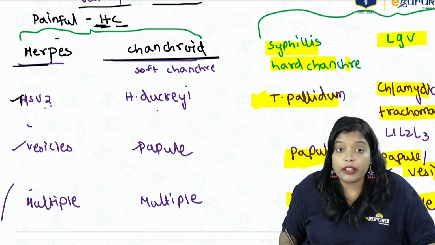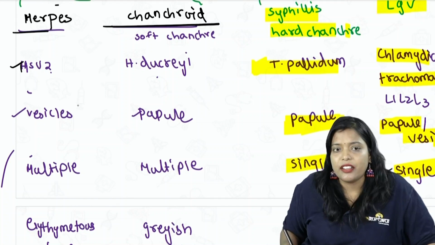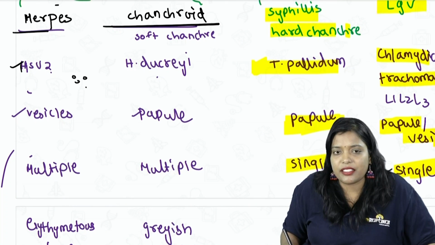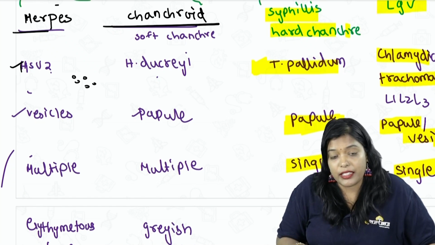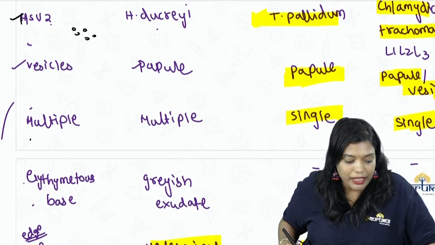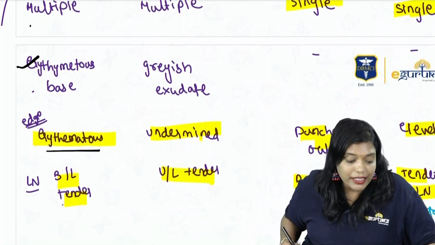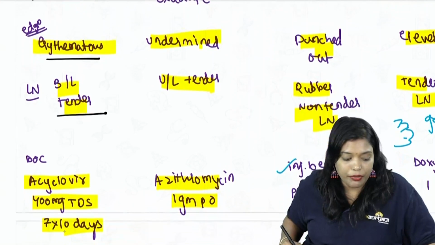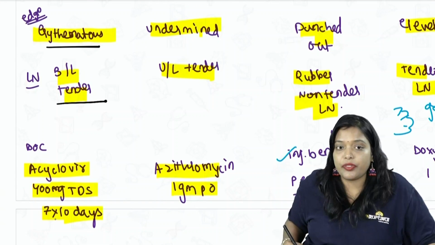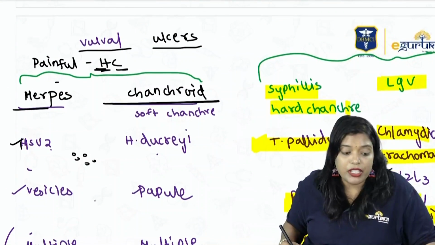So they will mainly present with multiple small red vesicles, and then they'll burst out. So they are very painful, guys. Multiple, they'll have erythematous base. Edge will also be erythematous, bilateral tender lymph nodes will be present, and the treatment will be acyclovir 400 milligrams TDS for 7 to 10 days. That is for the herpes.